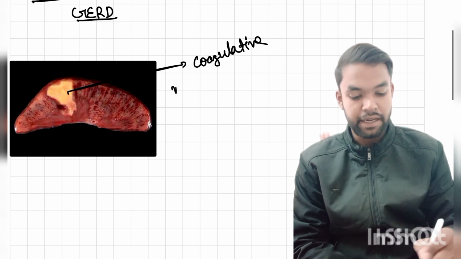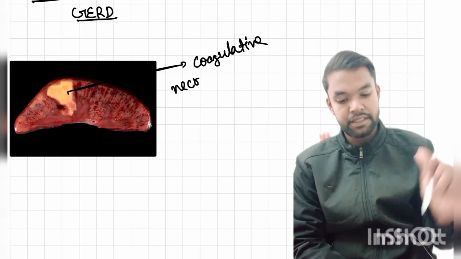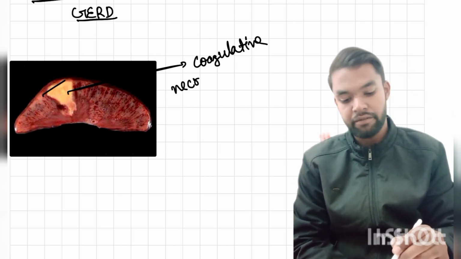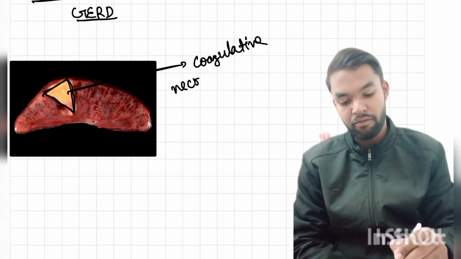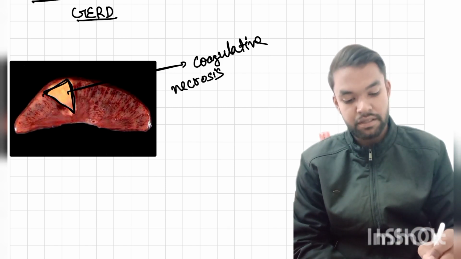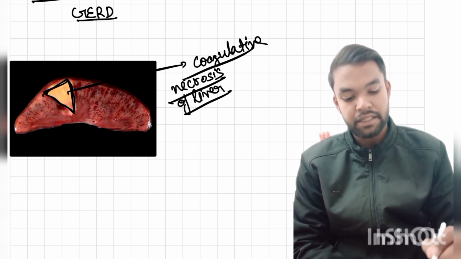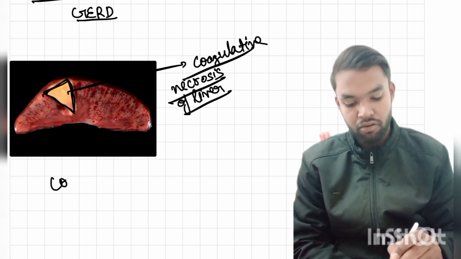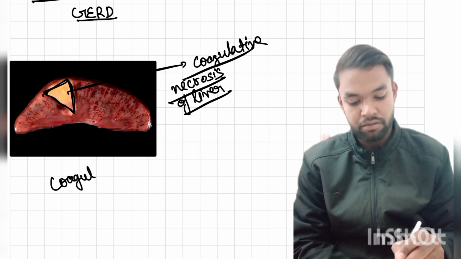Coagulative necrosis. On the screen you can see coagulative necrosis in which we can see a pale wedge-shaped infarct. This is coagulative necrosis of the liver. In liver we can see the coagulative necrosis.